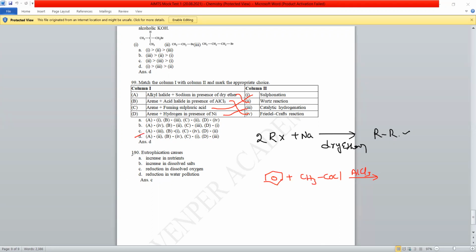So as we know very well, eutrophication causes reduction of dissolved oxygen. So these are the questions, students, and these are the answers for them.